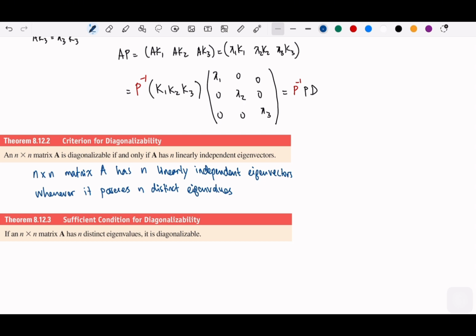Okay, any questions so far? I think this diagonalization, I'm not sure whether in linear algebra we'll also get into it, but I think it has some connections.